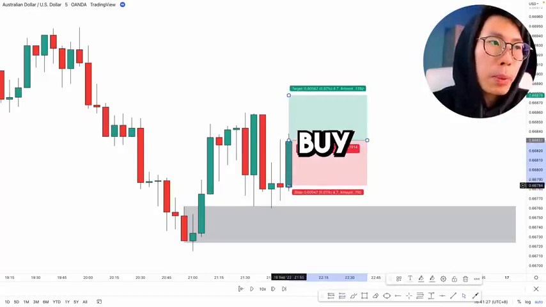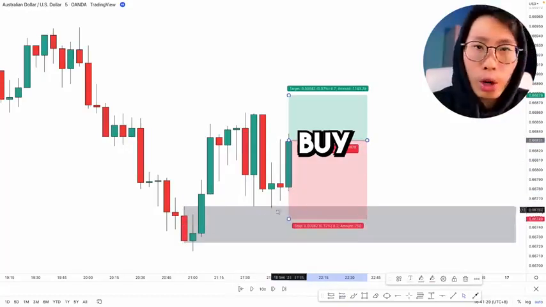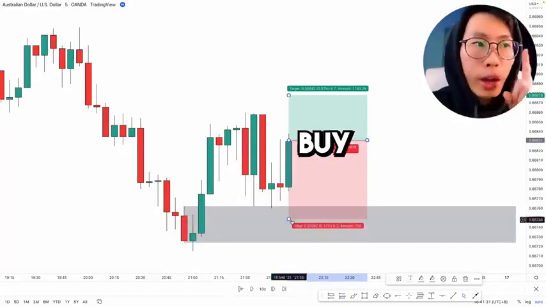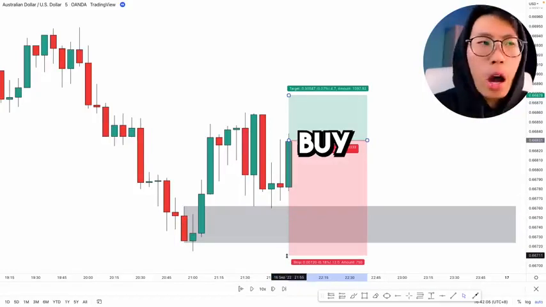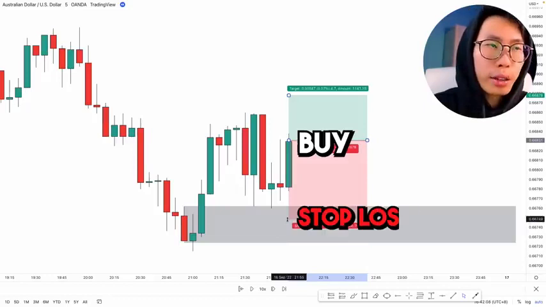Place my stop loss below this last higher low, or if you want to play it safe, you can always place it below the demand zone. For this example, I'll just place my stop loss below the last higher low right here.